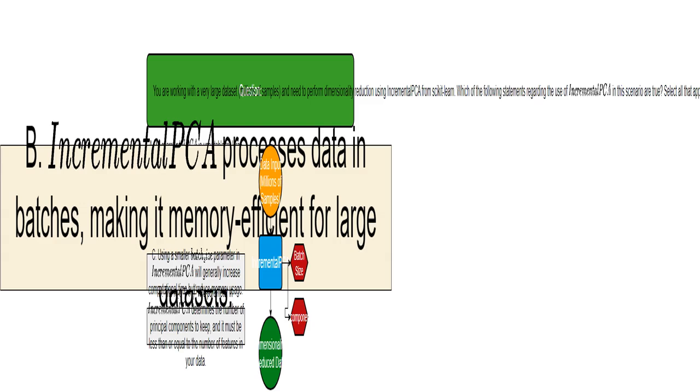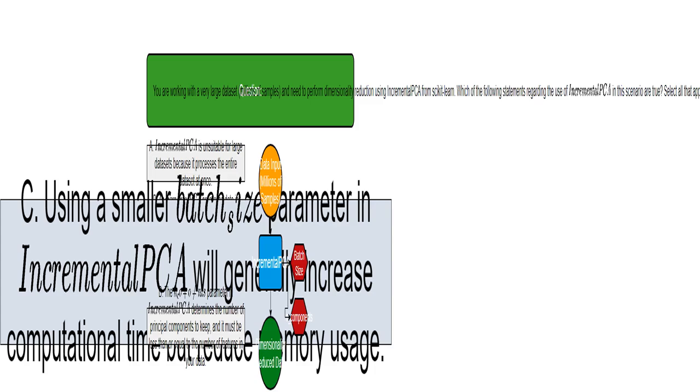This statement is true. Incremental PCA's strength lies in its ability to process data in smaller chunks, batches, preventing memory overload with massive datasets. Think of it like eating a large pizza slice by slice instead of trying to gulp it down all at once. This is also true. A smaller batch size means more batches to process, increasing the computation time. However, each batch will occupy less memory. It's a trade-off between speed and memory usage.